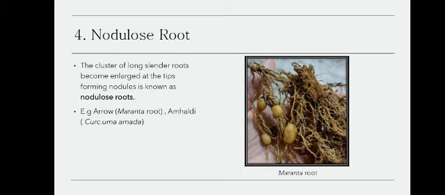Fourth, nodulous roots. The cluster of long slender roots become enlarged at the tip, forming nodules. It is known as nodulous roots. Example, arrowroot. It is also known as Maranta roots. And second, ambe halad, Curcuma amada. Here are the roots. You can see.